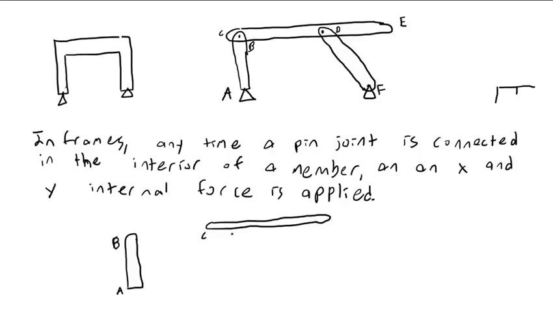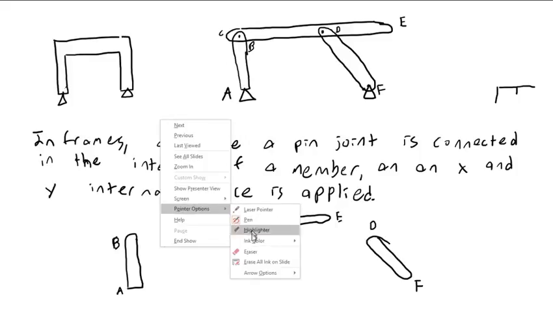C, B, D, E, and then I will have member DF, D, and F. So we need to draw this with internal forces, and we need to show compatible forces.